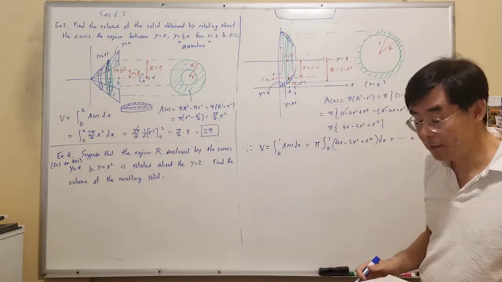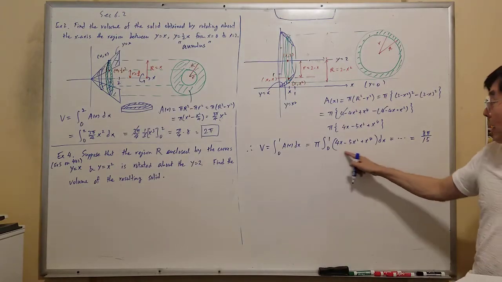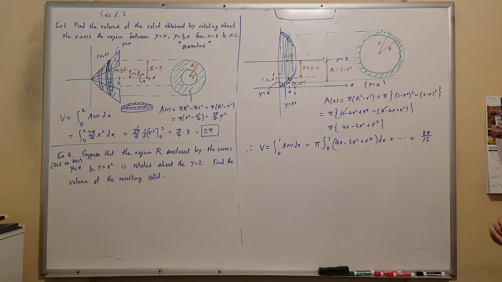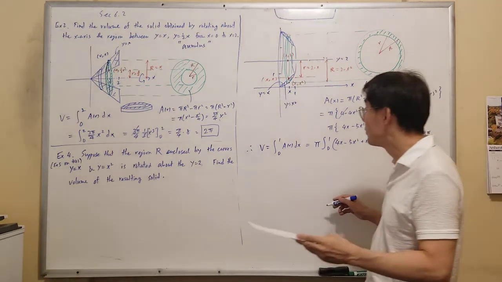Okay? This is the main part, finding your cross-section area function. Okay, and you're going to get 8 pi over 15. All right.